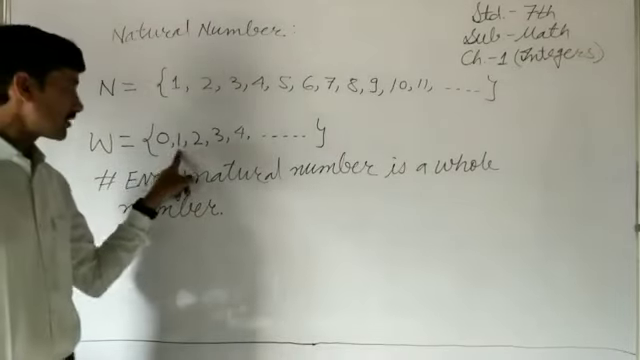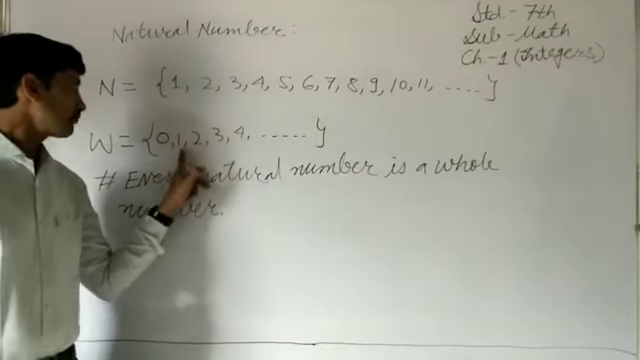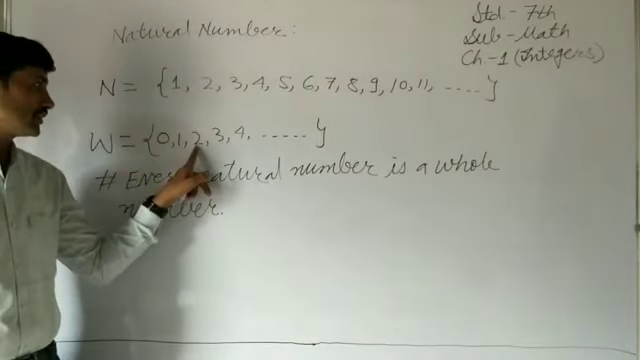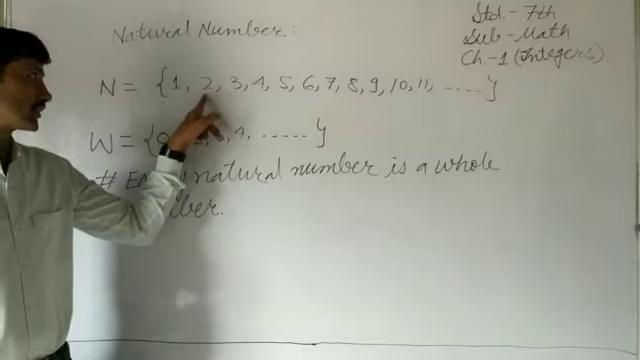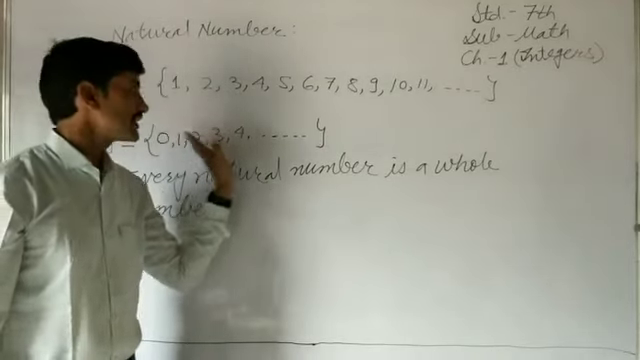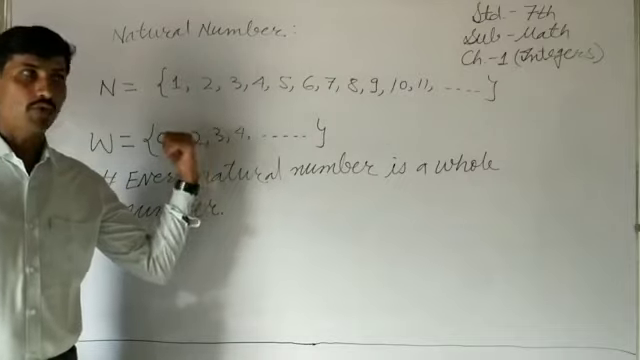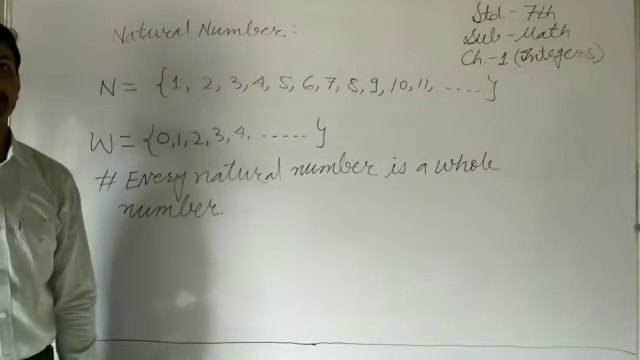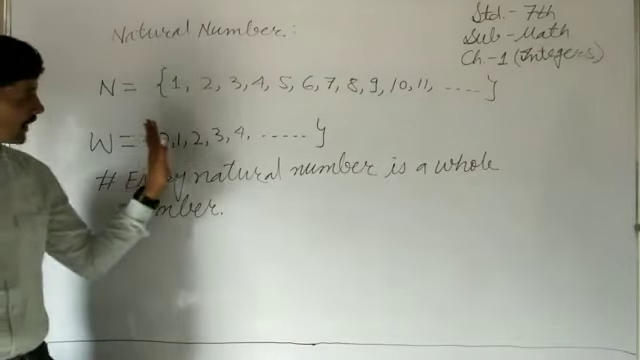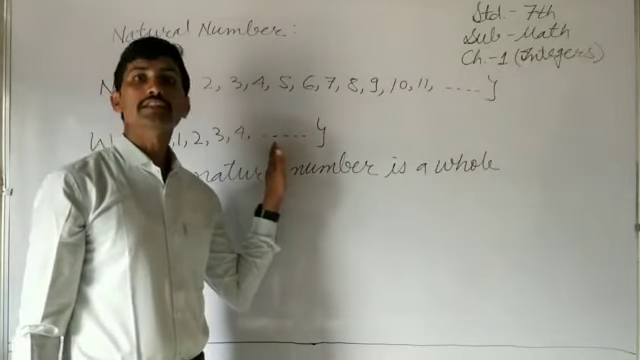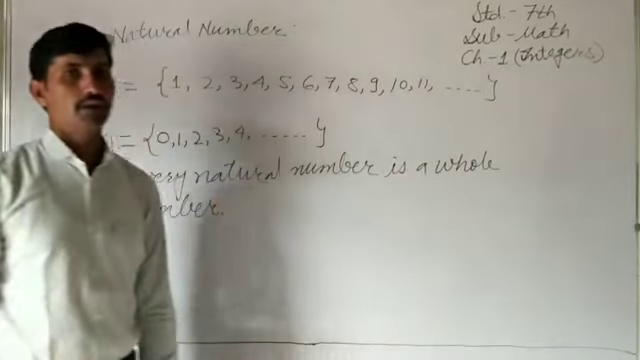So 1 is here, 1 is also there. So 1 is a whole number, and 1 is a natural number. 2 is here, so 2 is a whole number. 2 is also there, so 2 is a natural number. Similarly, other than 0, every member of this collection of whole numbers is also a member of that collection of natural numbers. So every whole number other than 0 is also a natural number.